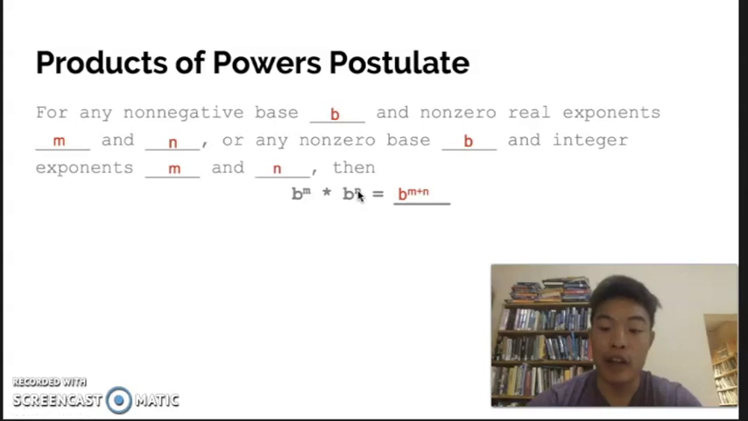Now that we've defined the variables of the postulate, let's dive a little deeper into what it's actually telling us. The basic idea of the product of powers postulate is that when you have values with non-zero like bases, you simply add the values of the exponents, defined as m and n, while keeping the base value b the same. Let's do an example to demonstrate the product of powers postulate in action.